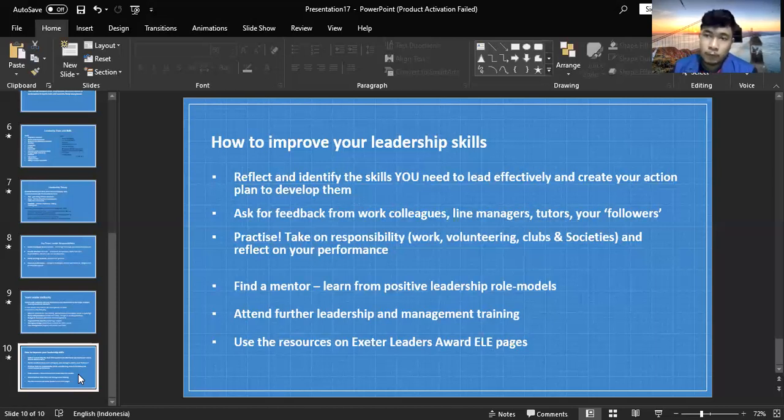You can find role models who can lead their team, so you can learn from them, and attend further leadership and management training. Use the resources and the Exeter Leaders Award page.